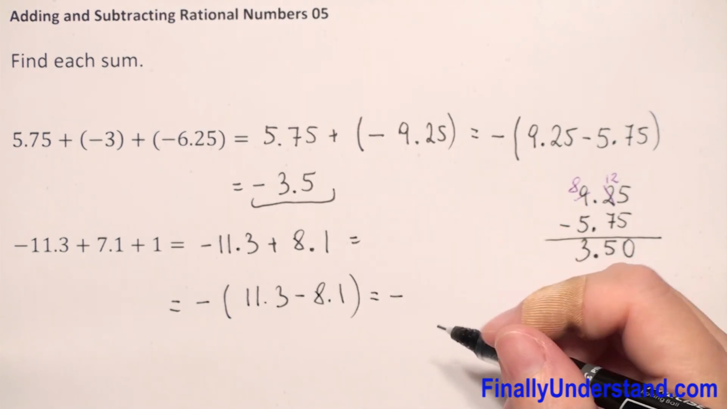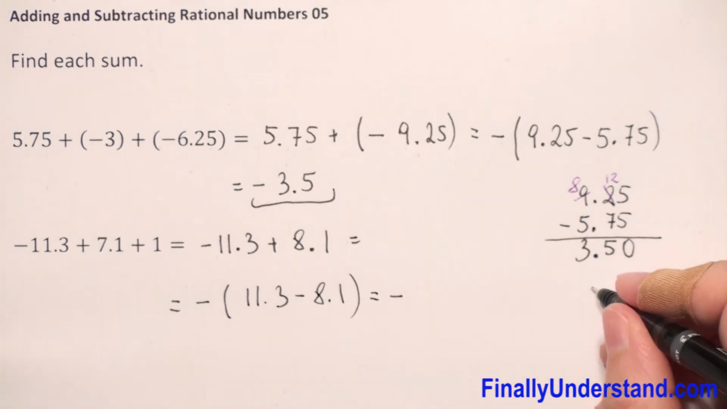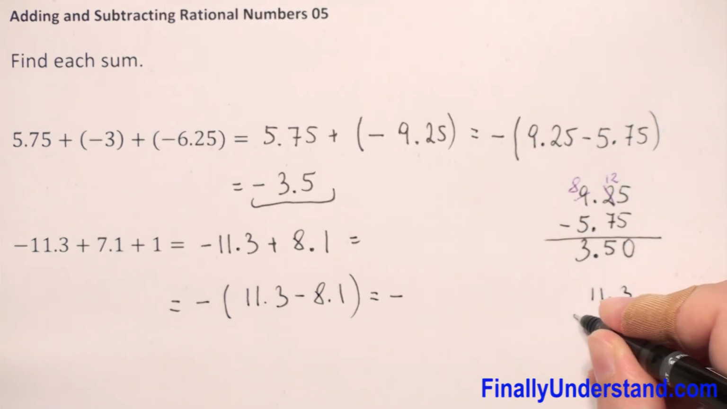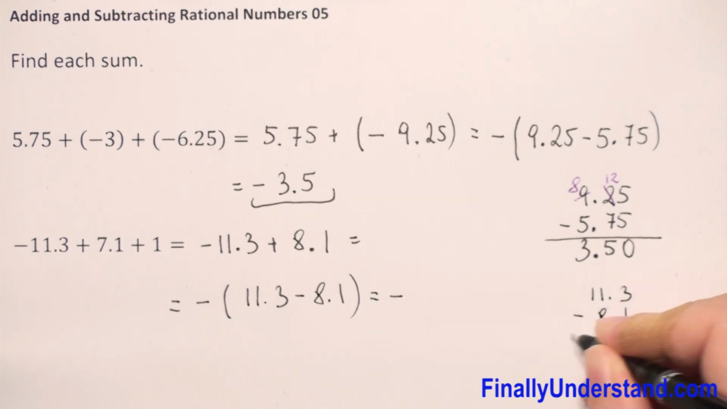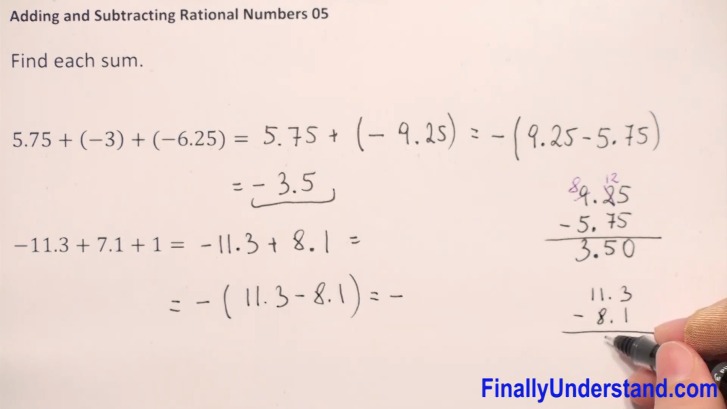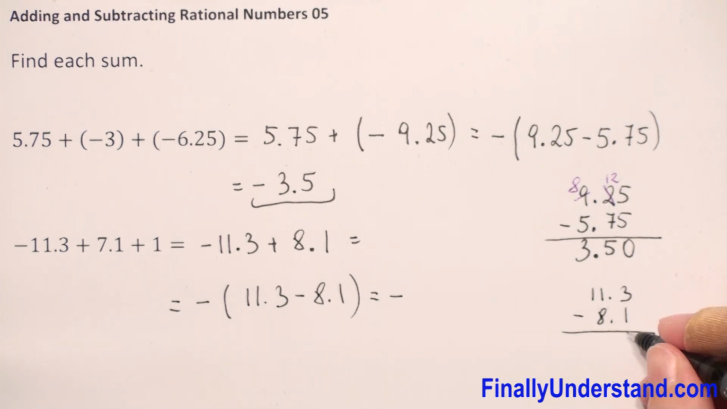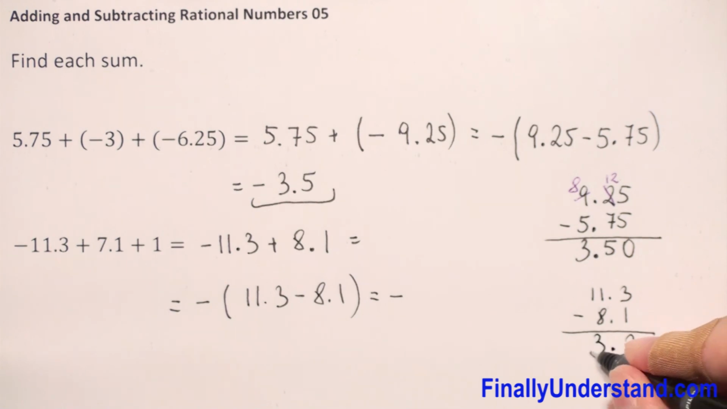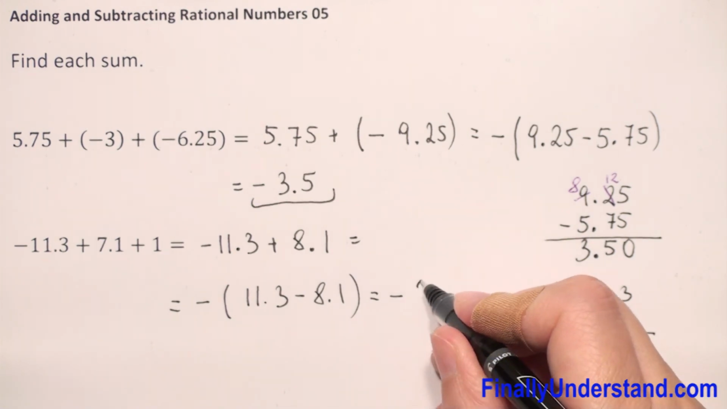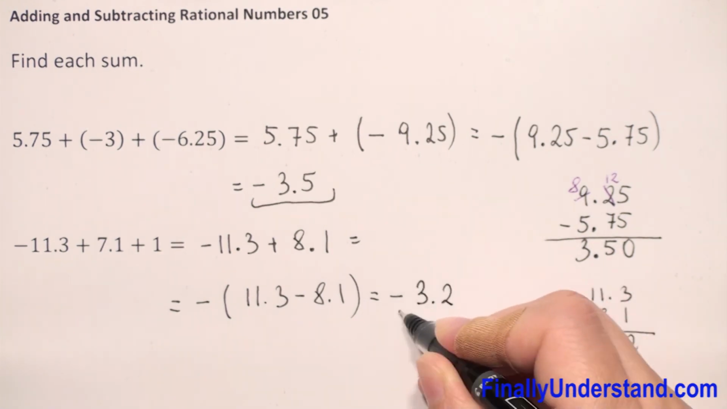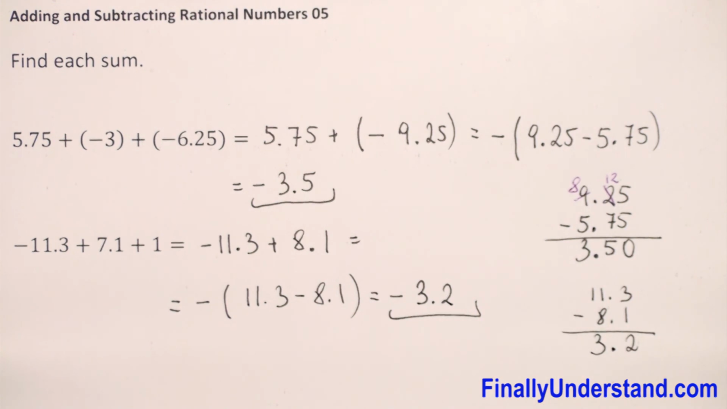Copy the negative sign, and we have 11.3 minus 8.1. We have to keep ones in the same column, decimal point, tens. So start from the last column. 3 minus 1 is 2. We copy the decimal point, and now we have 11 minus 8 is 3. So we have negative 3.2. This is my solution.